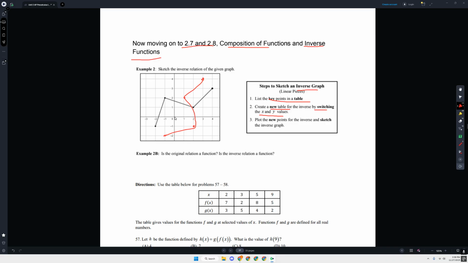And if you draw a graph through y is equal to x, you see that it's a reflection for every single point. Is the original relation a function? It is a function because it passes the vertical line test at each point. And is the inverse relation a function? It is not a function because it doesn't pass the vertical line test at around 1.5.